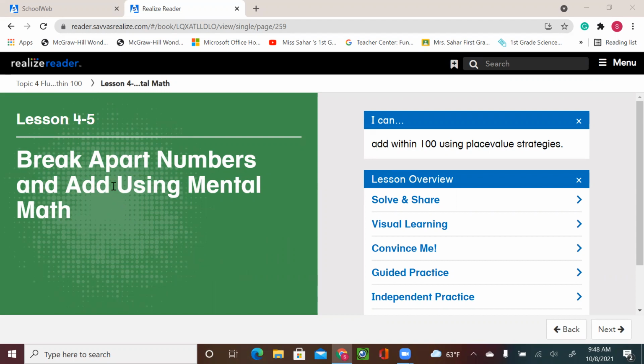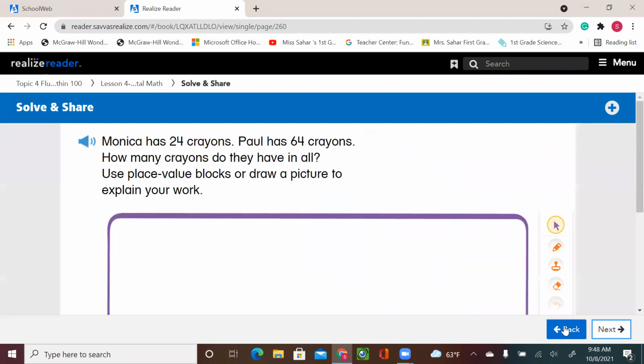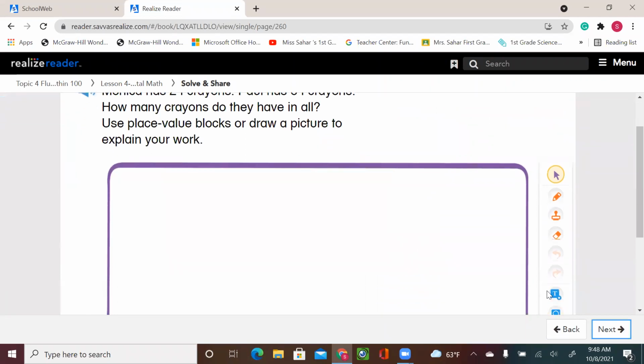We are in topic 4, lesson 5. Please open your math book, page 153. Today's lesson, breaking apart numbers and adding using mental math. So let's start. If you remember, for this lesson, we're covering how to add two-digit numbers. So let's see.